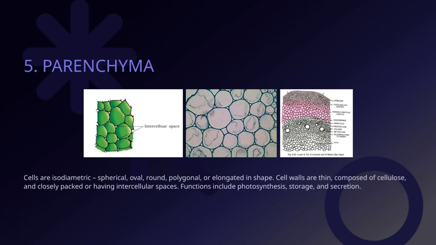You'll also notice that these cells are either closely packed together or separated by intercellular spaces, which can be important for transport and communication within plant tissues. The primary functions of these cells include photosynthesis, where they produce food for the plant, storage of nutrients, and secretion of various substances. Understanding these cellular characteristics is fundamental to grasping how plant tissues like parenchyma contribute to the overall health and functioning of the plant.